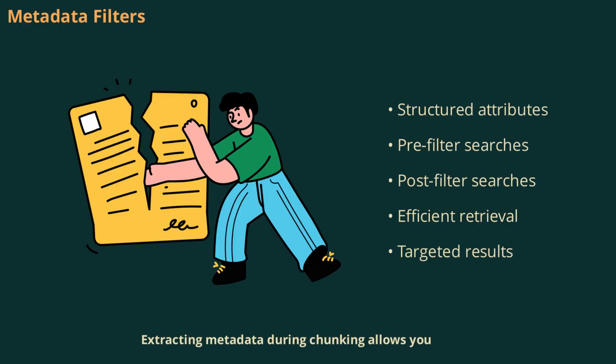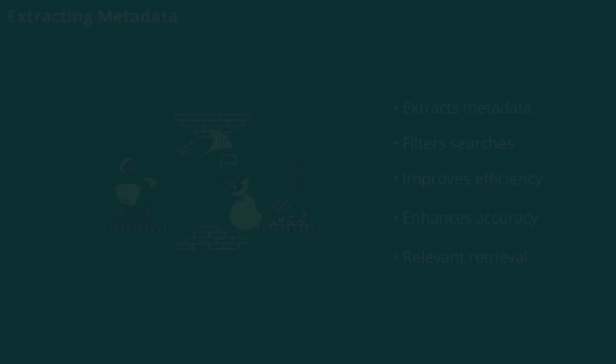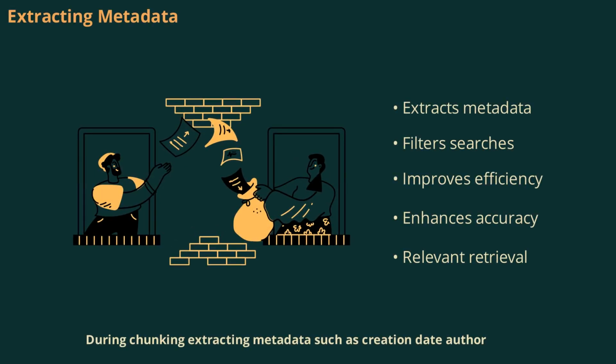Extracting metadata during chunking allows you to pre-filter or post-filter vector searches, drastically narrowing down the vector space before executing similarity calculations. Metadata filters make retrieval more efficient and targeted. During chunking, extracting metadata such as creation date, author, or department is crucial. This metadata can be used to filter searches, ensuring that only relevant chunks are retrieved. By narrowing down the vector space before similarity calculations, metadata extraction improves retrieval efficiency and accuracy in RAG systems.